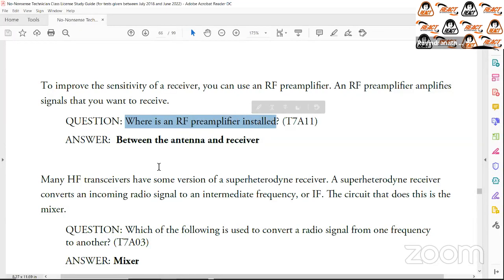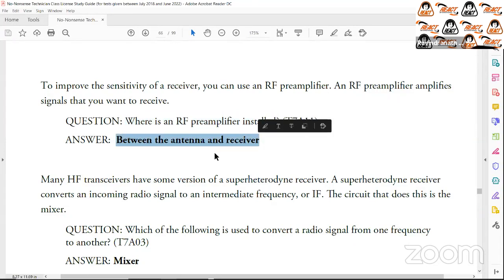Where is an RF preamplifier installed? If we were to go back to the diagram or the picture that showed the amplifier with the preamp button, we will see that that preamplifier is installed between the antenna and the receiver. So that's the answer. If you need to convince yourself of that, just have a look back at the slide deck.